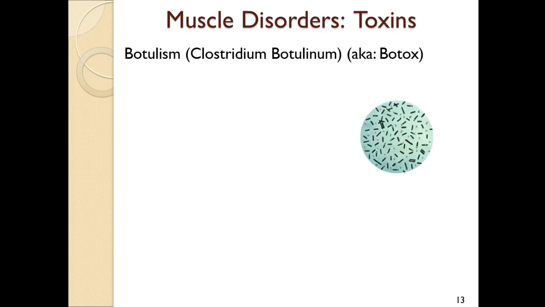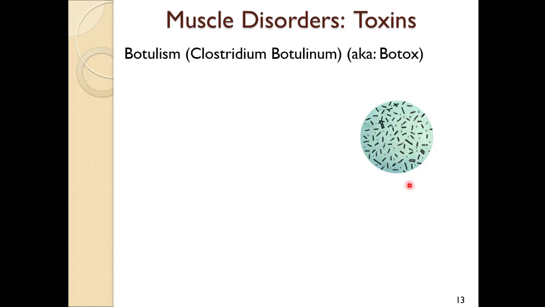All right, so lastly here, let's talk about muscle disorders, in particular how toxins affect muscles, and a couple different types of toxins here. So the first toxin I'm going to talk about is called botulinum. Botulinum is a poison that comes from a bacterium called Clostridium botulinum, and you can see a picture of it here. This poison botulinum is also known as Botox.